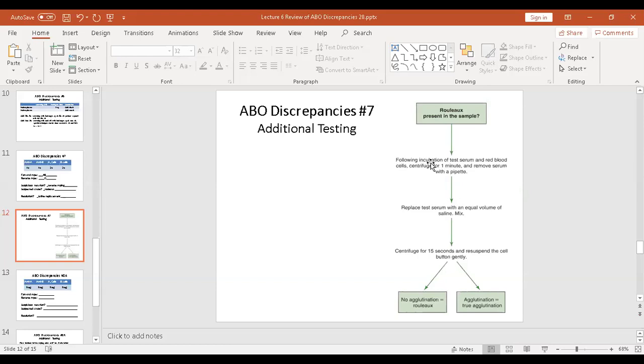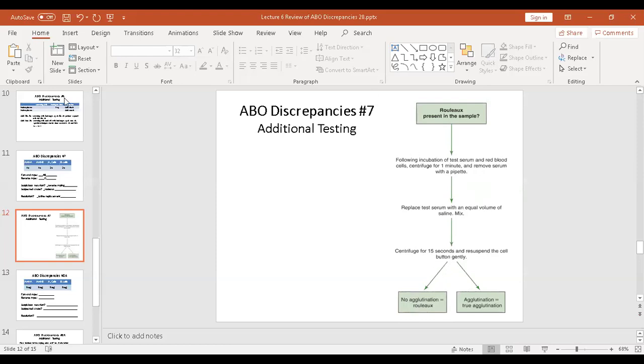Okay, so this first step is important because allowing the serum and the red cells to incubate first gives any antibody that's directed against a target antigen on the red cells time to bind. However, we're going to remove the serum and replace it with an equal amount of saline in each tube, give it a shake up. Now we're going to centrifuge for 15 seconds and resuspend our buttons like we normally would to read. If after we've replaced with saline we see no agglutination in the tube, we know that the 2+ agglutination we saw on our previous slide was false and was due to rouleau.